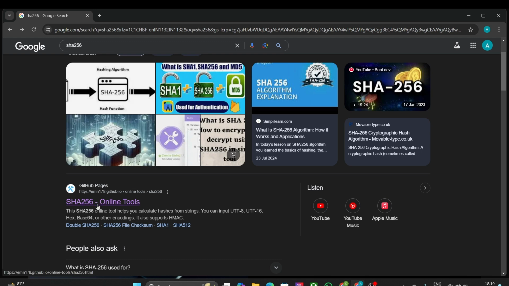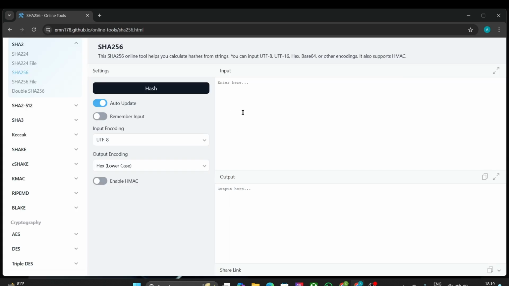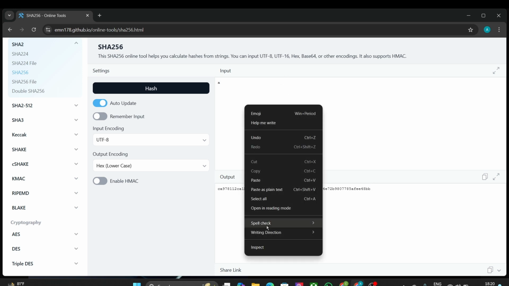Let's see SHA-256 in action. This is the input field, and this is the output, which is the cryptographic hash generated for each input. Suppose I'm giving the letter A. See, just the letter A has generated an entire 64-character hash. The length of this hash is 64. Let's confirm that.